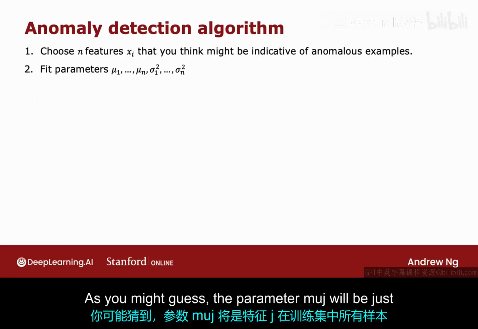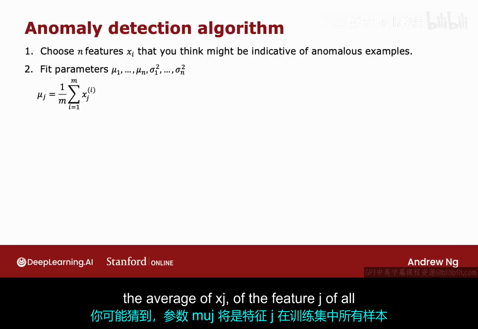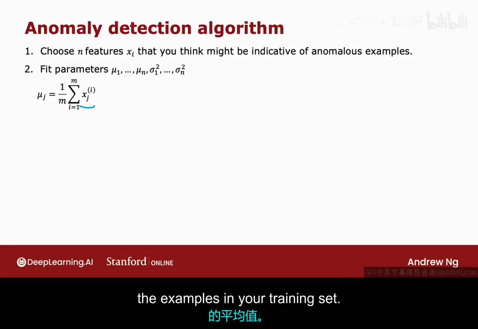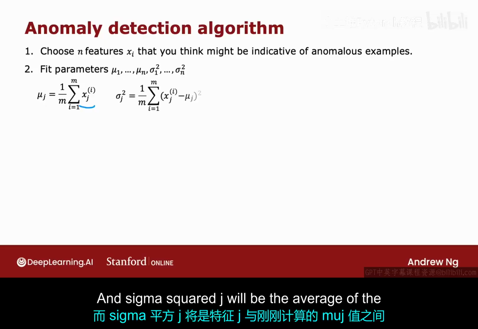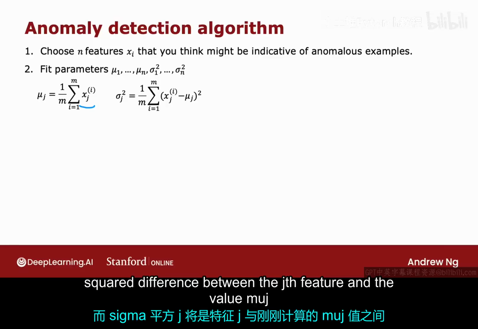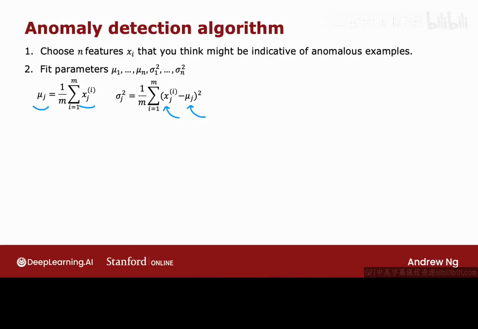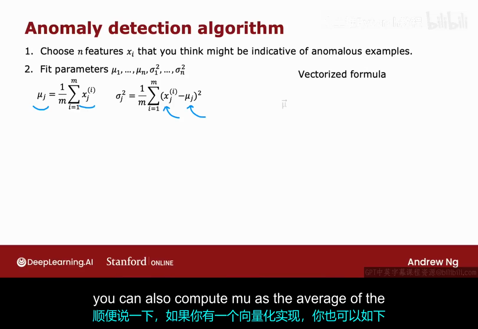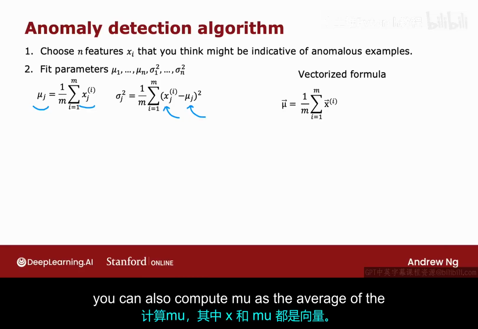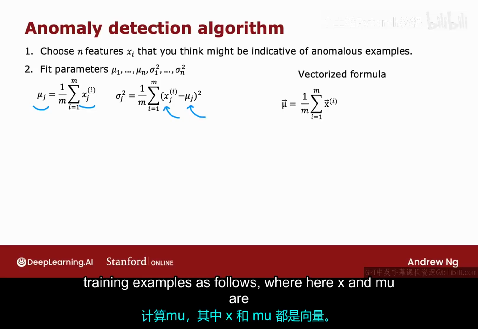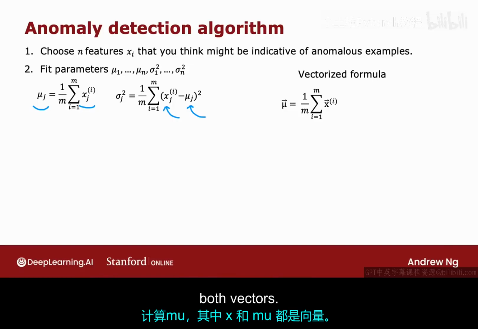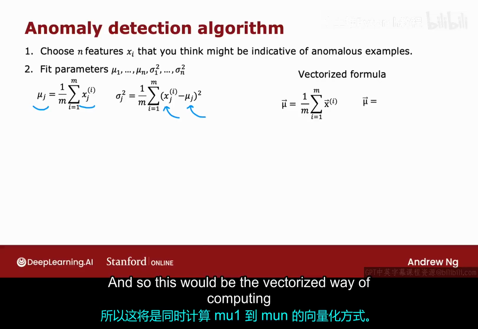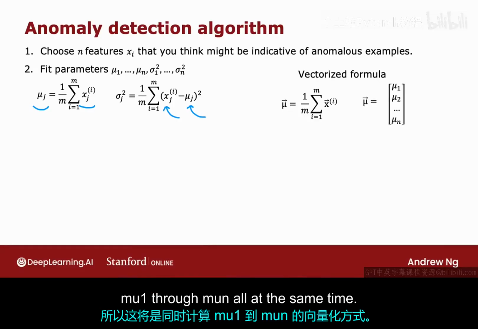As you might guess, the parameter mu_j will be just the average of xj, of the feature j, of all the examples in your training set. And sigma squared j will be the average of the squared difference between the jth feature and the value mu_j that you just computed. And by the way, if you have a vectorized implementation, you can also compute mu as the average of the training examples as follows, where here x and mu are both vectors. And so this would be the vectorized way of computing mu1 through mu_n all at the same time.